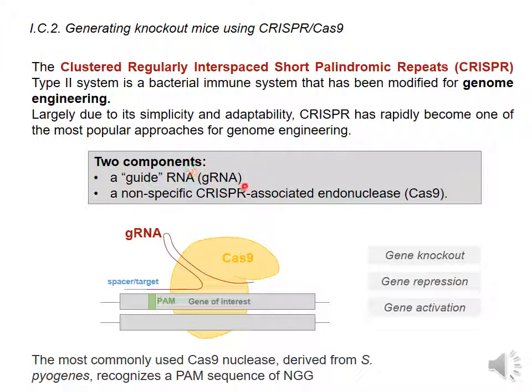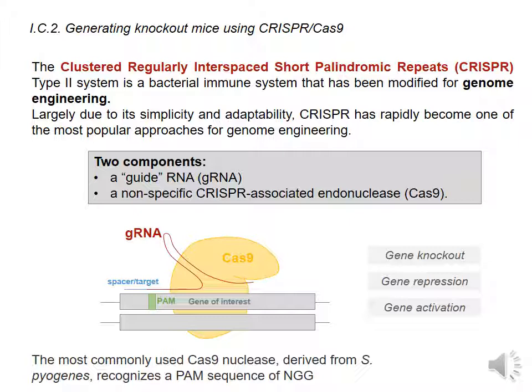One is a guide RNA that guides the Cas9 to a specific target and position in the genome. And then we use a non-specific CRISPR-associated endonuclease, Cas9. So the way this works is we will design a specific guide RNA for a position that we want our Cas9 to be directed into the genome and cut the DNA. This technology is used for generation of knockouts, also for gene repression or even gene activation.